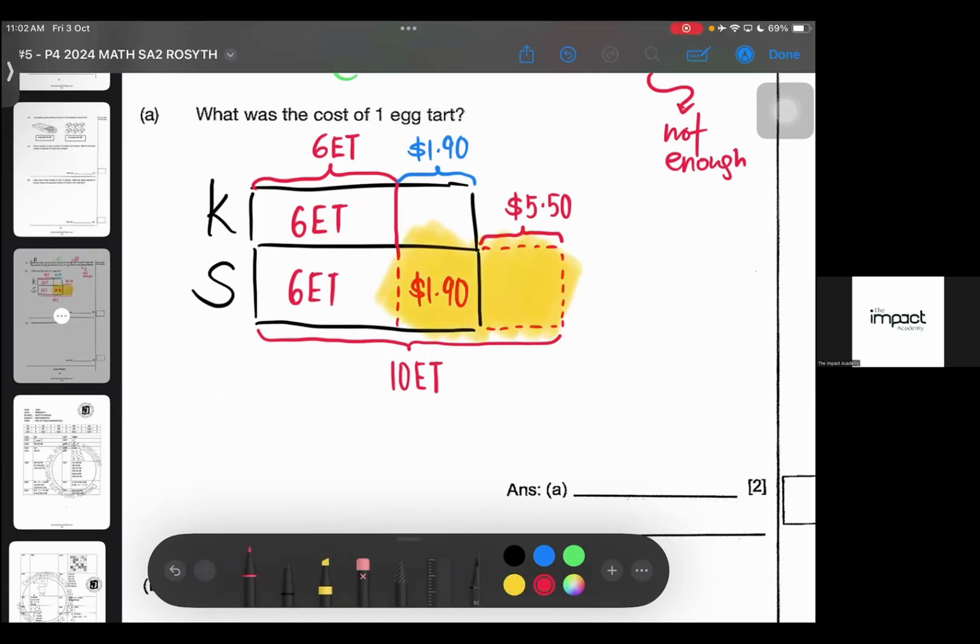How many egg tarts would there be over here? Very good. Why do you say 4? How do you know it's 4? Very good, 10 minus 6. Okay, 1 for me, 1 for Steve. You are absolutely correct.